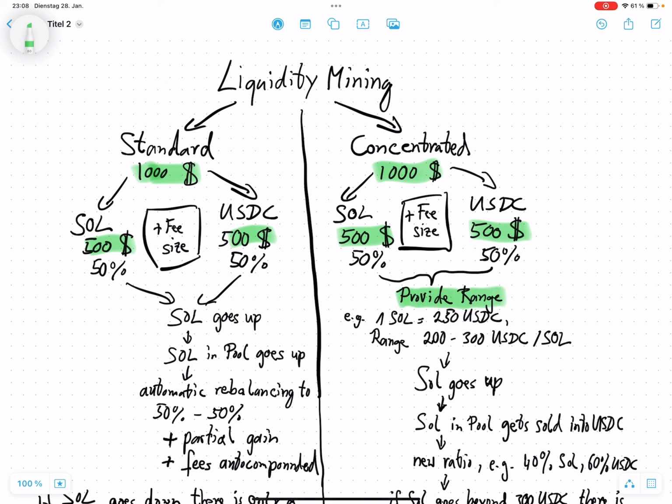So in what range you want to provide the liquidity. Since it's concentrated, it means it's not general for the whole range of the swapping between the two tokens, but you have to decide for a specific range. So let's assume today one SOL is 250 USDC, and you can then think about a range, and let's just randomly pick a range of 200 to 300 USDC per SOL. And so you have a range that is equal into both directions, 50 USDC into both directions.